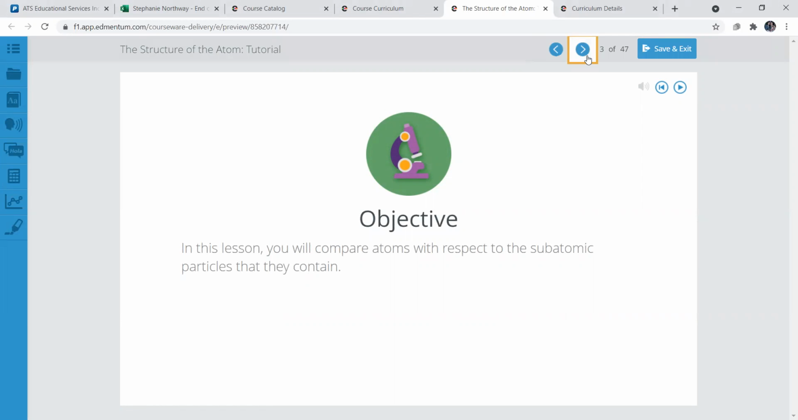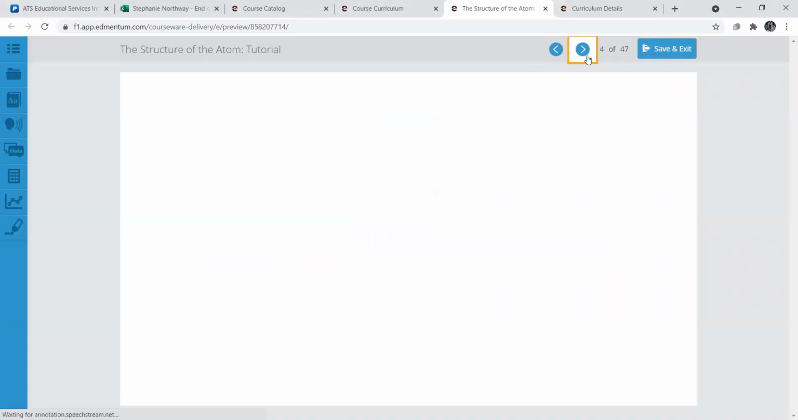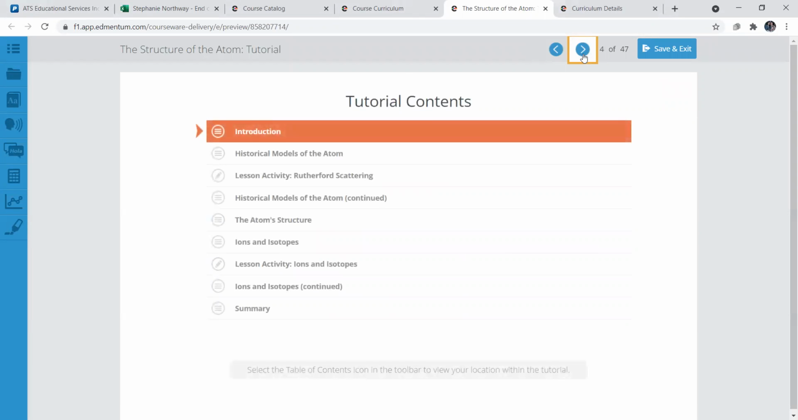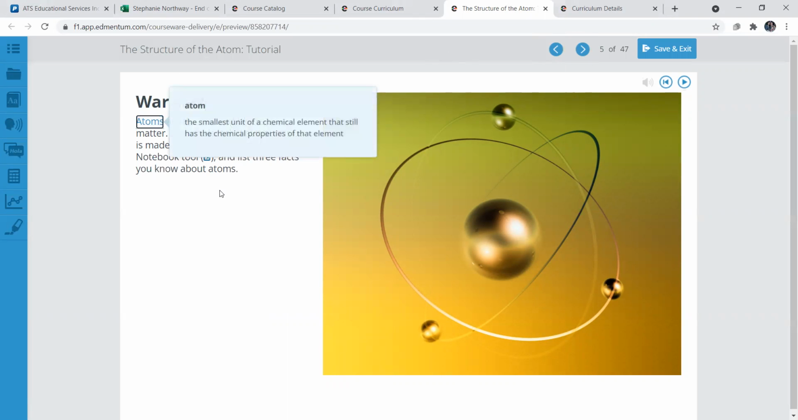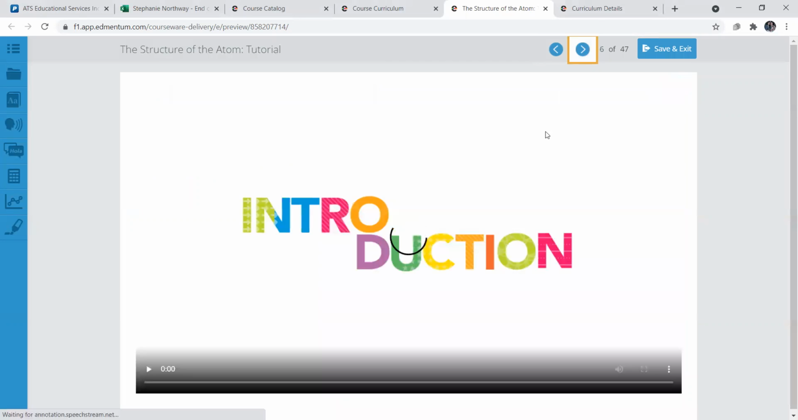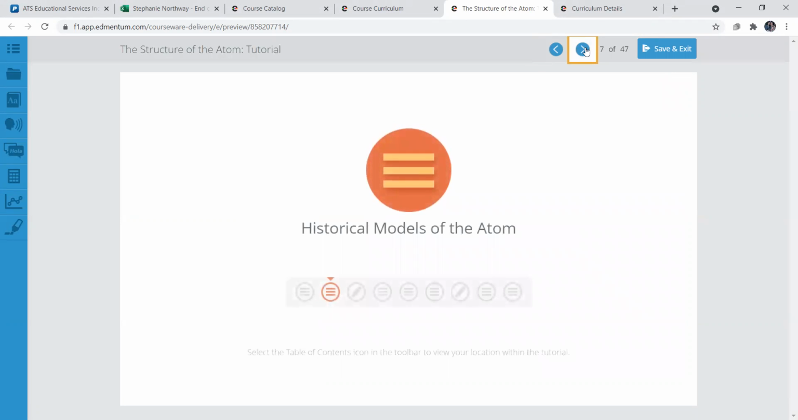It says you will compare atoms with respect to the subatomic particles they contain. Now, I have a lot of other little mini lessons where I've talked about electrons, protons, neutrons, atoms, elements. I've dove into the periodic table, isotopes and ions. There's a lot of other mini lessons, so that breaks it down just a little bit more. So first, it says the smallest unit, so atoms, the smallest unit of a chemical element that still has the chemical properties of that element. Now, again, let's skip the intro video.